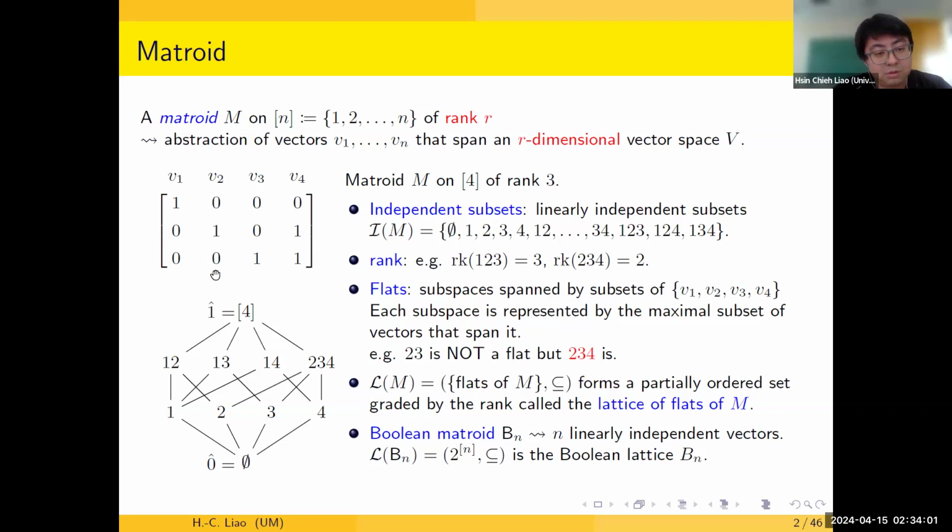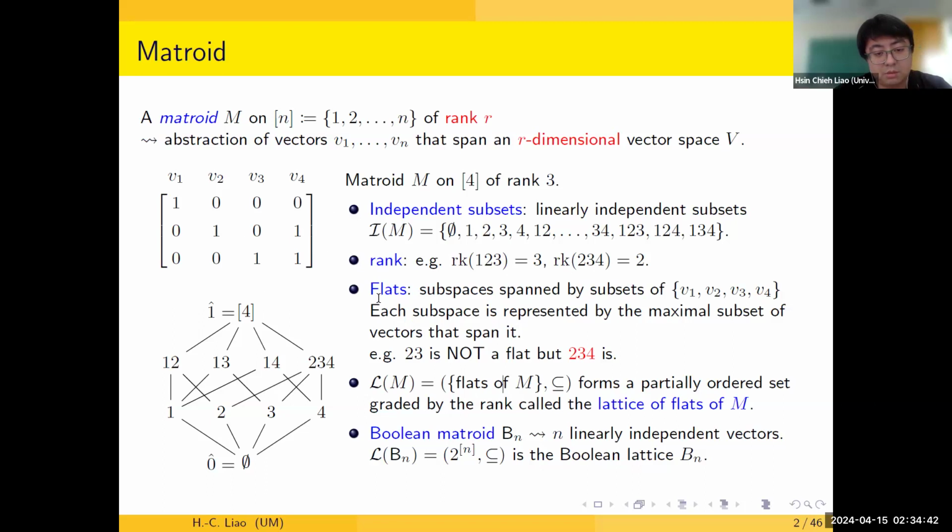Here only 2, 3, 4 is not an independent set because they are linearly dependent. We can also talk about the rank of a set. For example, the rank of 1, 2, 3: v1, v2, v3 span a 3-dimensional subspace, so its rank is 3. And 2, 3, 4 spans a 2-dimensional subspace, so the rank of 2, 3, 4 is 2.